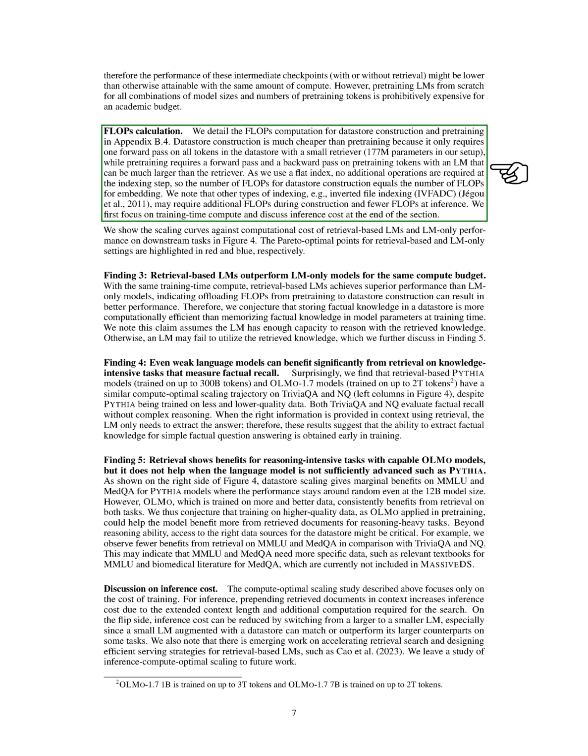Constructing the datastore is much less expensive than pre-training because it only requires one forward pass through all tokens in the datastore using a small retriever, while pre-training involves both a forward and a backward pass with a potentially larger language model. Since we use a flat index, no extra operations are needed during indexing, so the FLOPs for constructing the datastore equal those for embedding. We note that other indexing methods, like inverted file indexing, may require more FLOPs during construction but fewer during inference. We first concentrate on the compute used during training and will discuss inference costs later in this section.